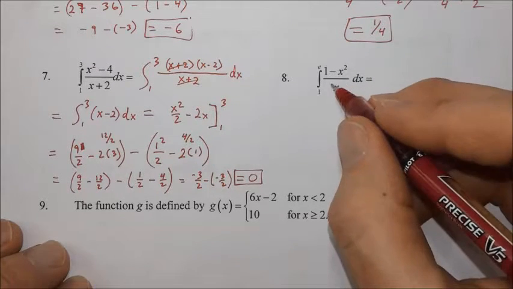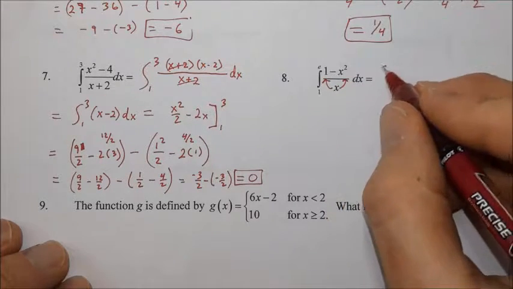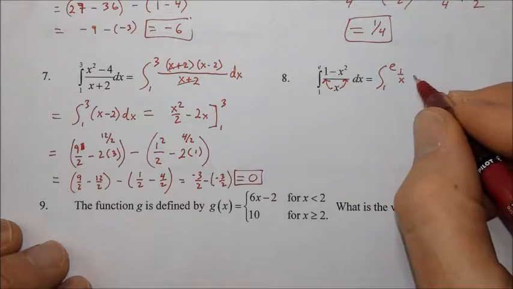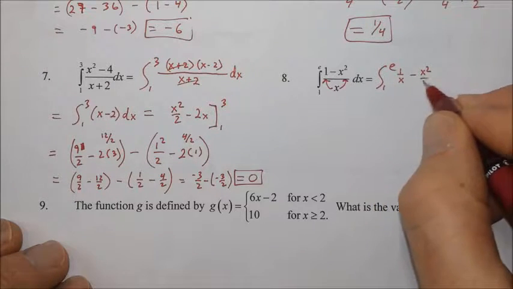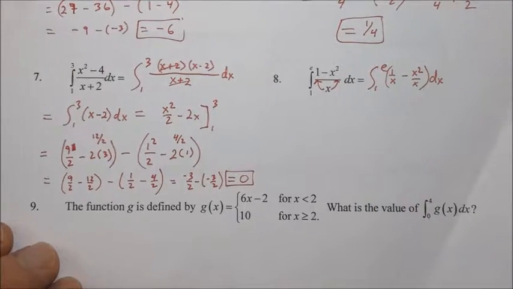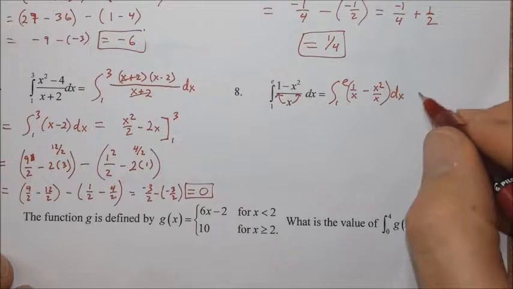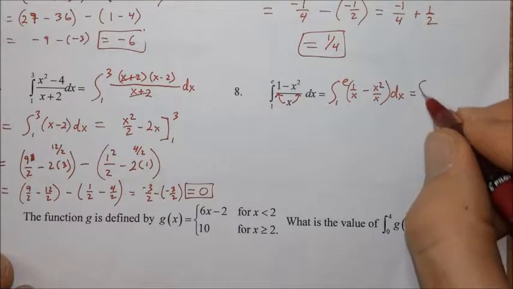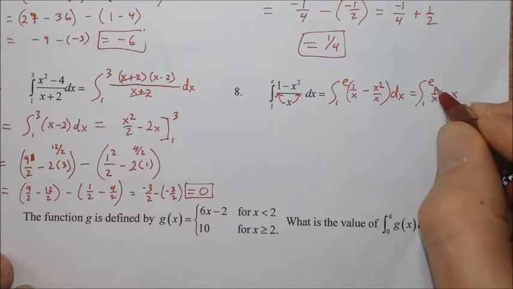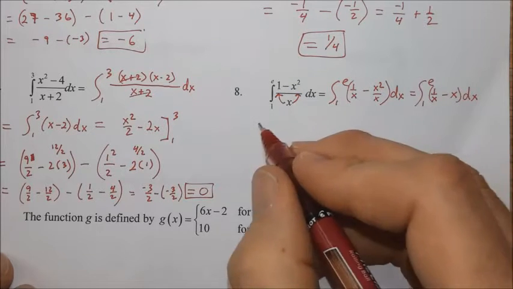Okay, another one in which we need to rewrite. We are dividing both parts of the numerator by x, so this is the equivalent of the integral from 1 to e of 1 over x minus x squared over x dx. And then we can simplify that second term, so we have the integral from 1 to e of 1 over x minus x dx. Okay, let's do some anti-deriving now.